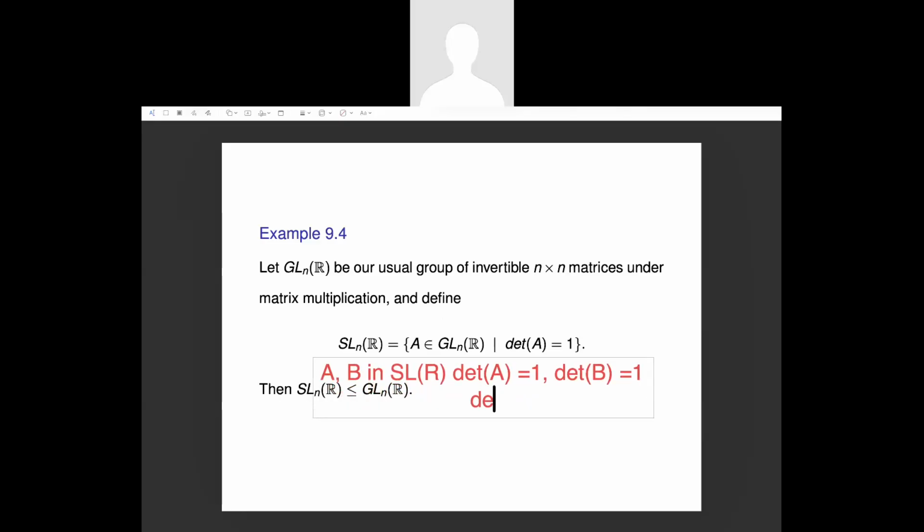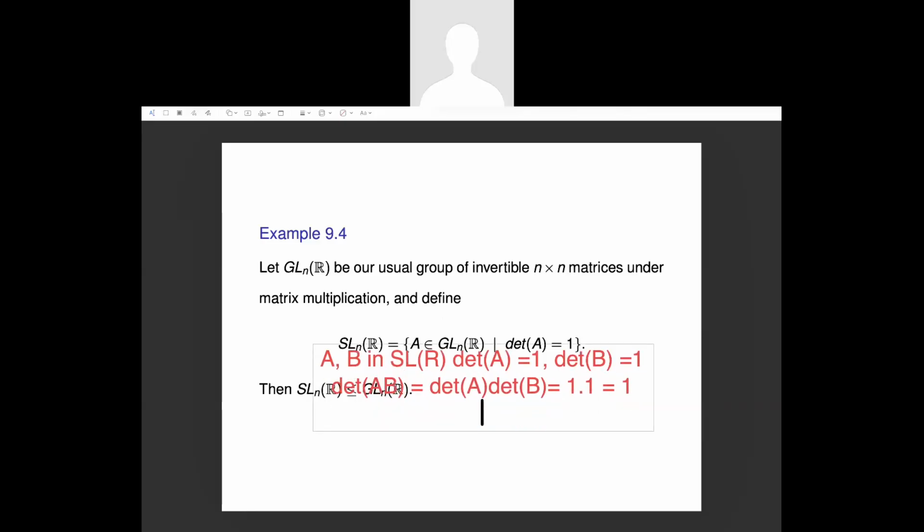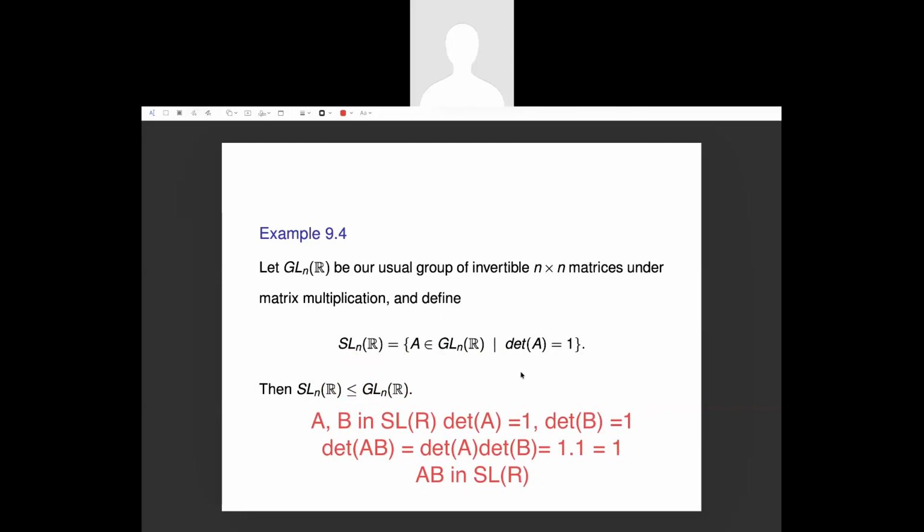Then we know that the determinant of AB is equal to the determinant of A times the determinant of B, and this is equal to 1 into 1, which is equal to 1. So this implies that AB is in SL(n, R). So this is clearly closed, and the inverse also has determinant equal to 1. So we can satisfy all the properties of a group.